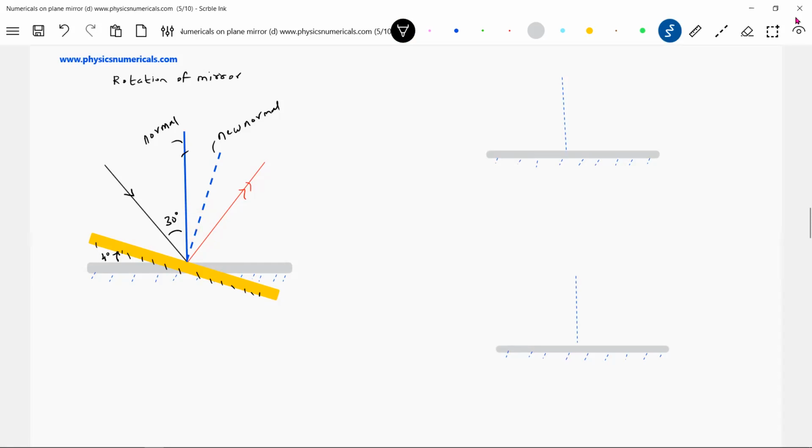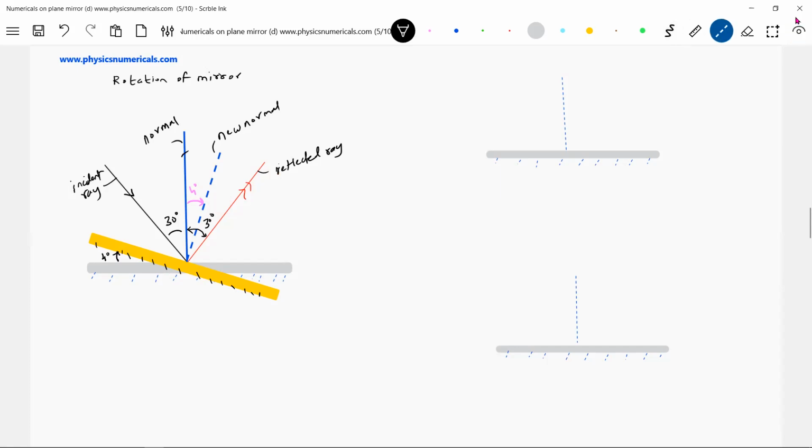If the mirror rotates by 4 degrees, the normal should also rotate by 4 degrees. Okay, now what is the new angle of incidence? The new angle of incidence is 34 degrees. The incident ray is fixed here. I'm not going to do anything with the incident ray. This is the reflected ray. So the new angle of incidence will be 34 degrees. So the angle of reflection should be 34 degrees.